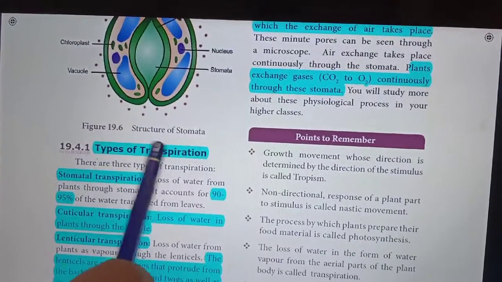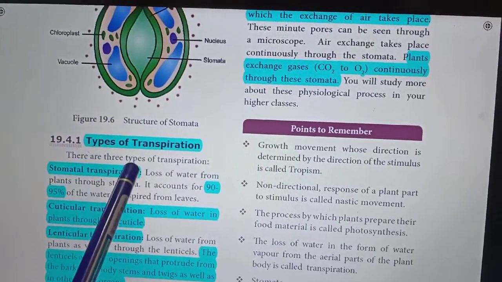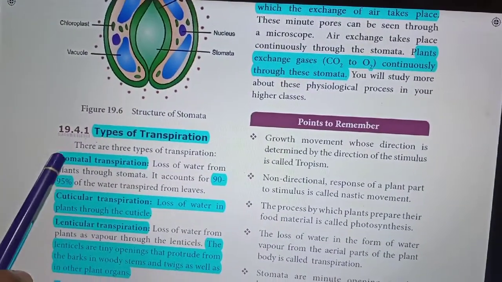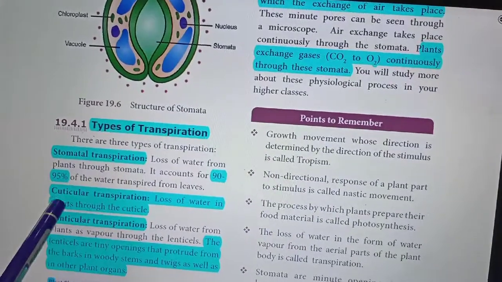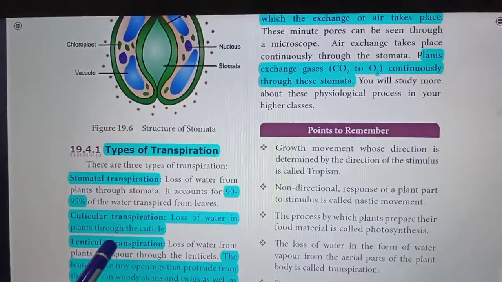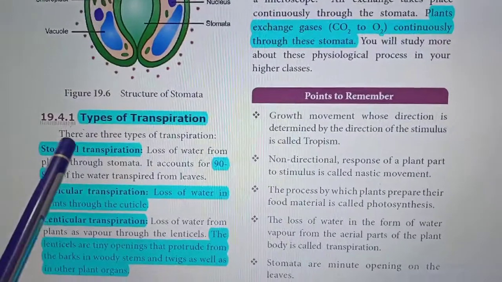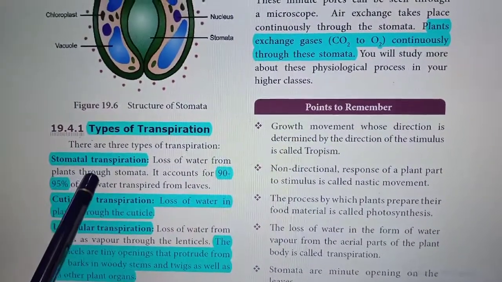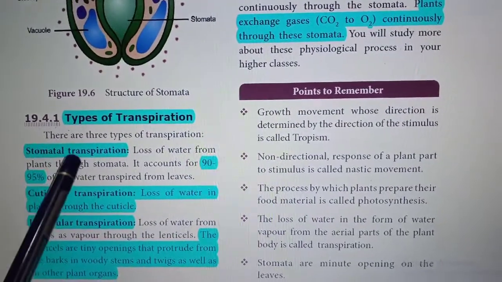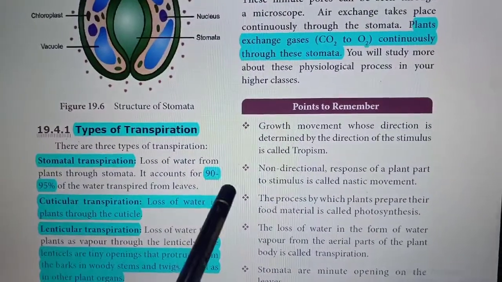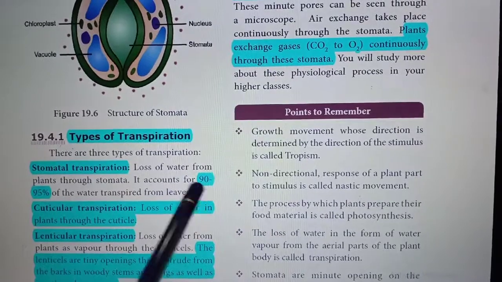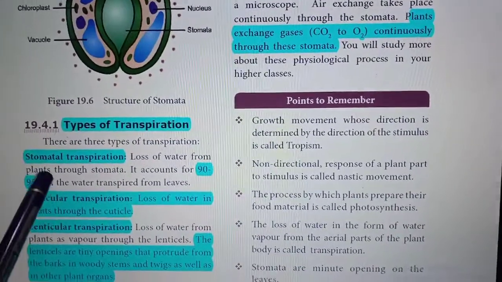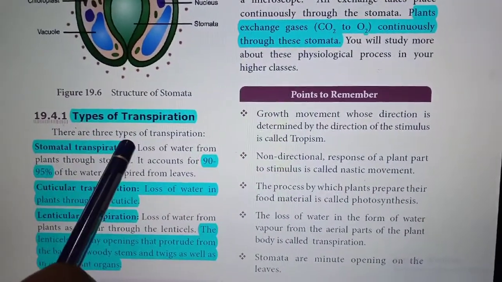Types of transpiration. Always transpiration takes place by three ways. They are stomatal transpiration, cuticular transpiration, lenticular transpiration. Stomatal transpiration. The loss of water through stomata. Nearly 90 to 95% of the transpiration takes place through stomatal transpiration.